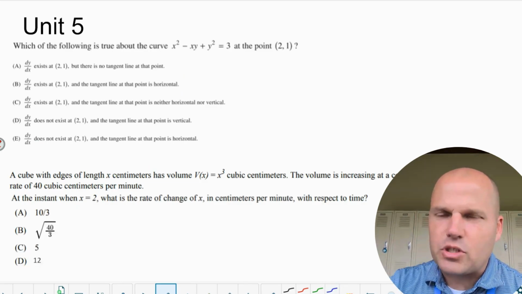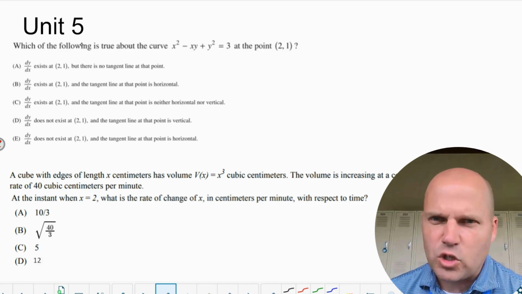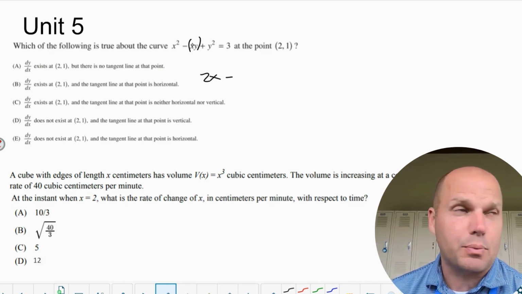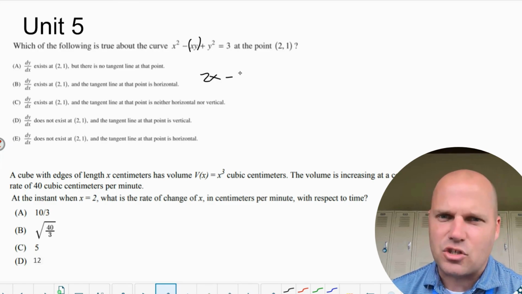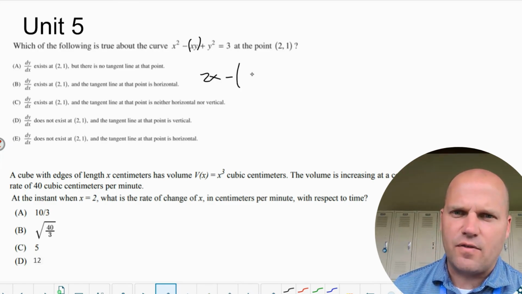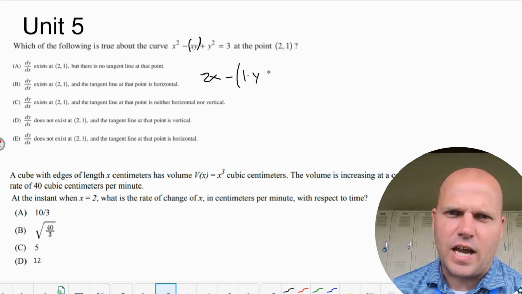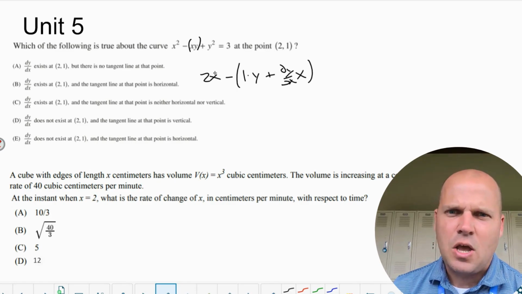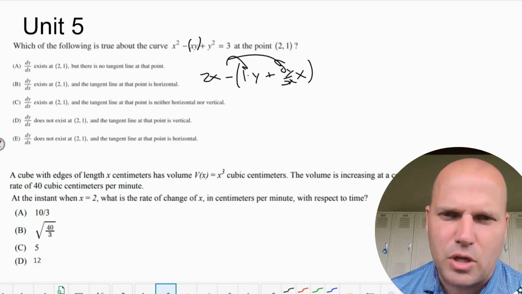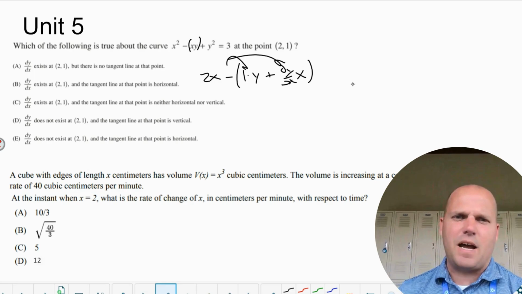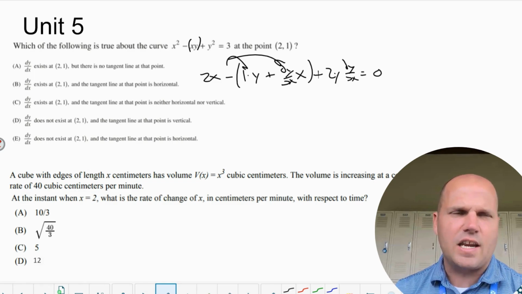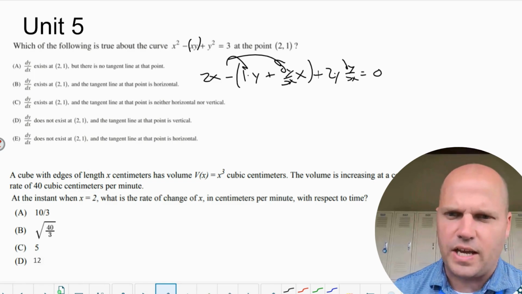Unit 5, implicit derivatives, related rates. The first question is making sure you don't forget about the chain rule, the product rule with x and y, and distributing the negative. If you want to leave the negative out, great. Derivative of the first times second plus the derivative of the second, the derivative of y's or dy dx times x. Make sure this negative gets distributed into that parenthesis. I'm not going to do the rest of this problem, but that is the biggest mistake that students make, is forgetting the product rule, forgetting to distribute negatives.